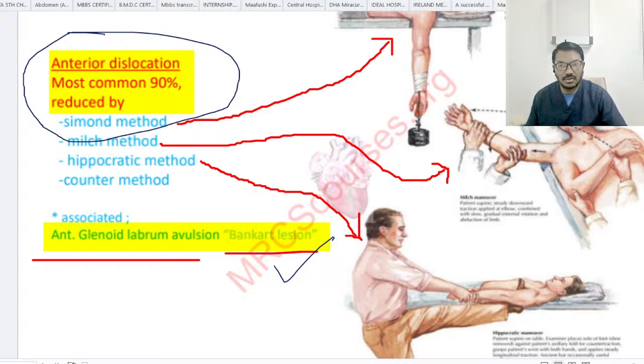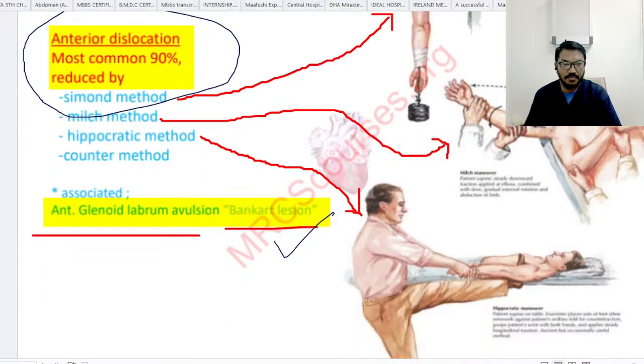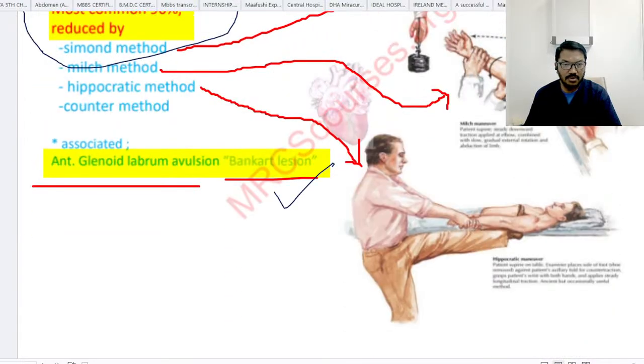There will be anterior glenoid labrum avulsion and Hill-Sachs lesion. When they try to do the reduction, there will be injury of the joint, glenoid labrum injury, and it is called Bankart lesion. Not always. I don't use this method.